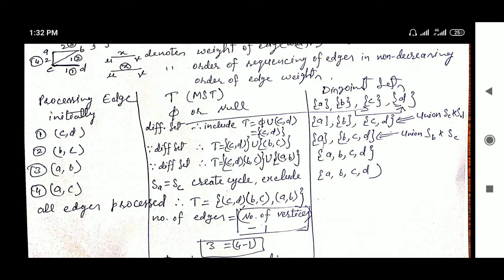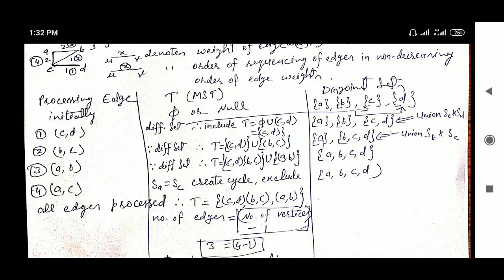And again we will include this edge, and after inclusion we will always union the sets of vertices of the included edge. So here AB is included, the set of A and set of B will be unioned. Okay, so now only one disjoint set remains, which contains all the vertices A, B, C, D.